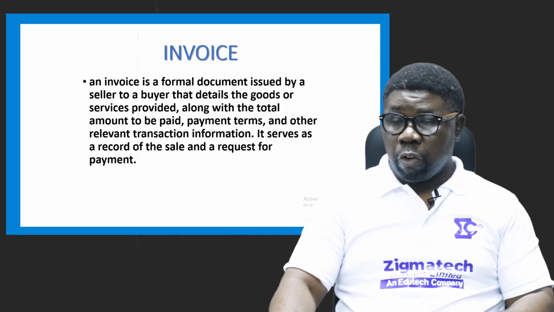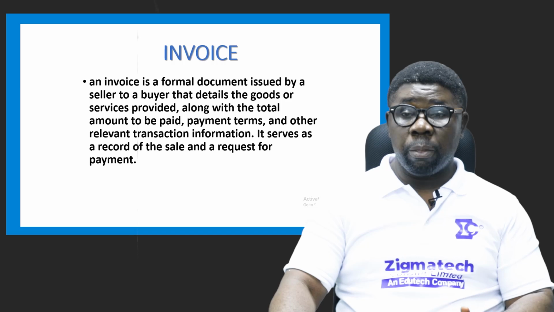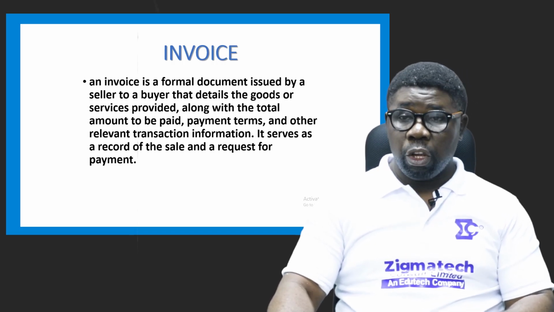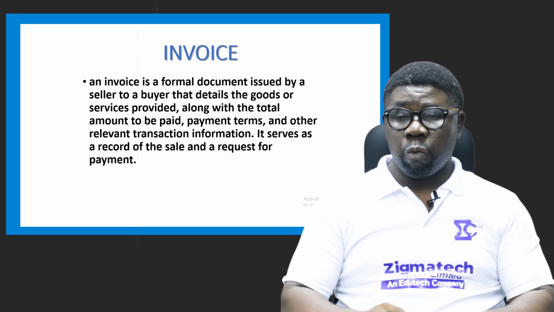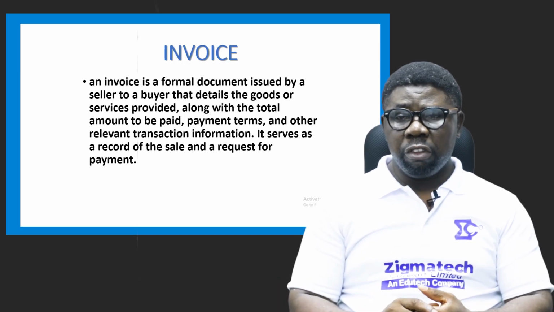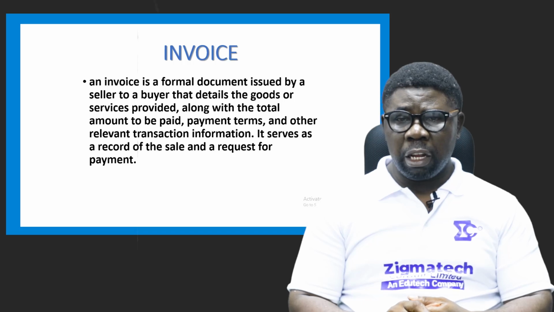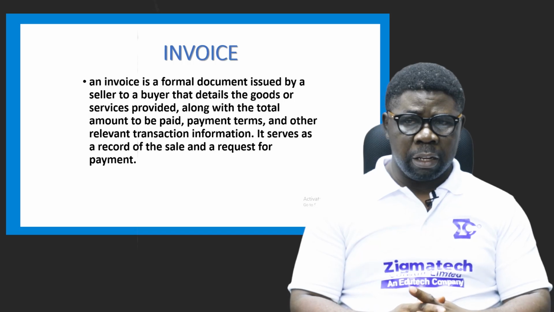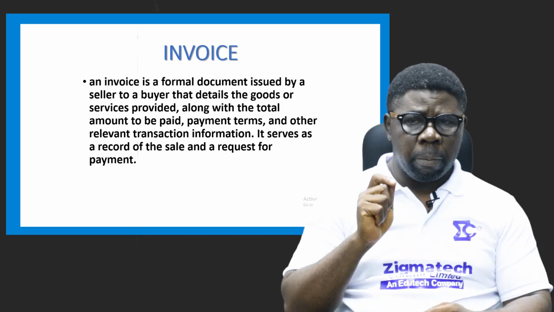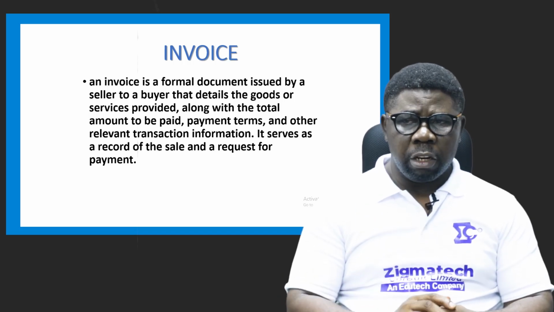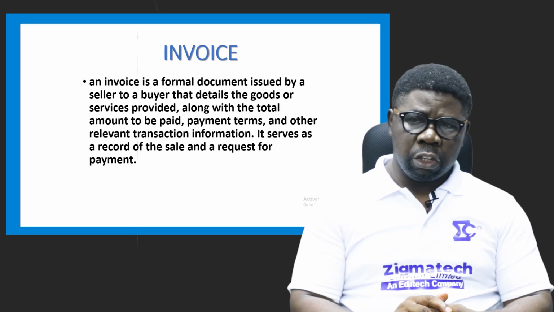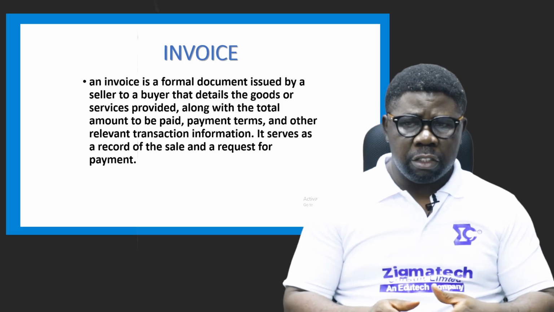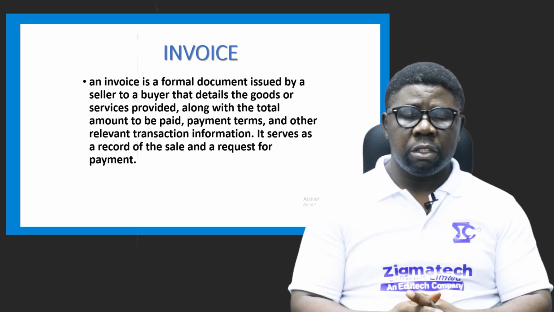The next one, of course, in no particular order, in this case now, you may be given an invoice if the transaction is successful. You'll be getting an invoice from the seller. And what is an invoice? An invoice is a formal document that is issued by the seller to the buyer that details the goods or services provided by the seller, along with the total amount to be paid by the buyer, payment terms, and other relevant transaction information. It serves as a record of the sales and a request for payment.